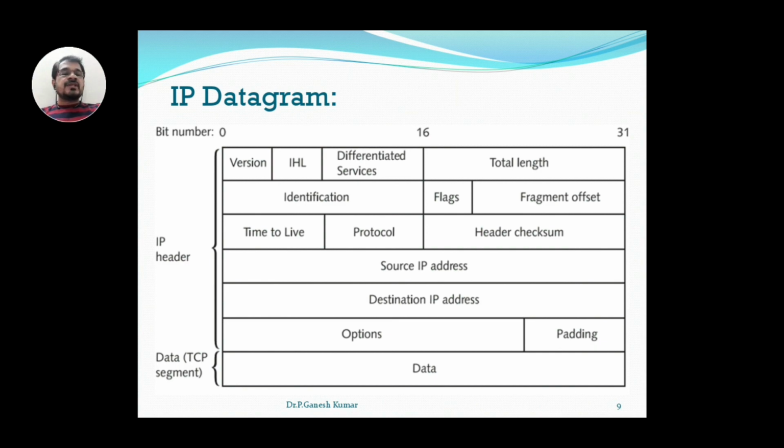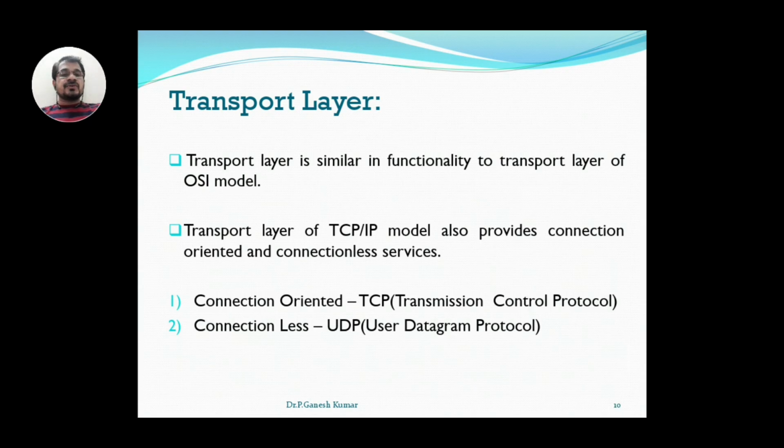And the next two fields are the source IP address and the destination IP address. And then options: if we are planning to add some more features to our IP datagram, then we can use this option field. Then padding to make it a standard header length, and then the original data. This is how the IP datagram looks in the TCP/IP protocol suite.